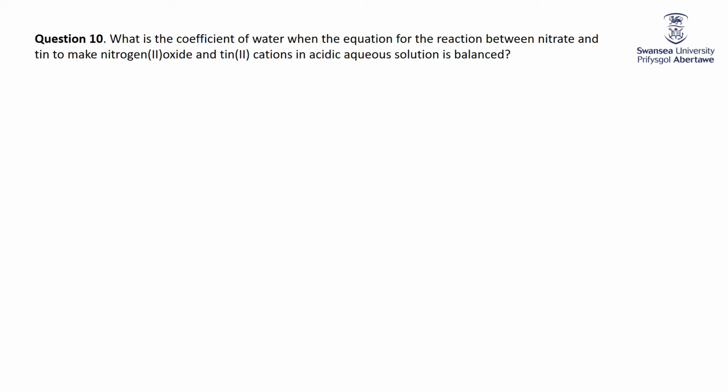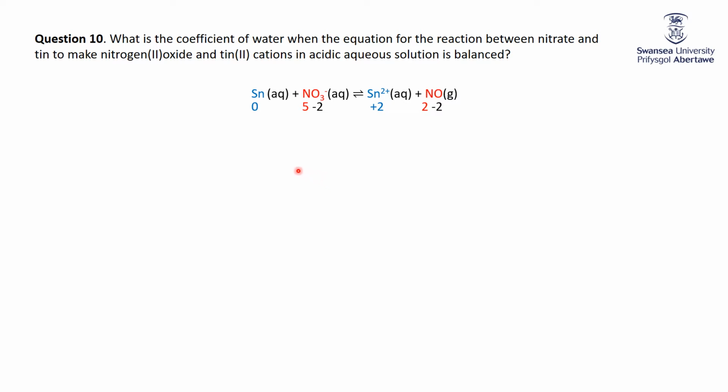So anyway, nitrate and tin, NO3- and Sn, to make nitrogen(II) oxide, so that's NO, and tin(II) cation. So there's our overall reaction there. Okay, first thing to always do is assign oxidation numbers.